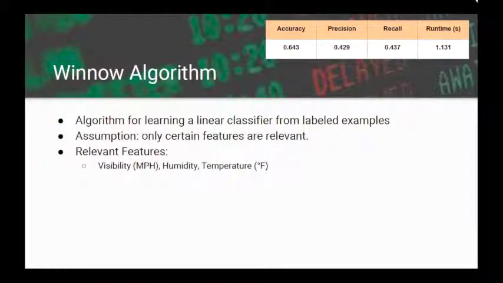Last but not least, we looked at the winnow algorithm. One key feature of winnow algorithm is that it's able to separate relevant features from irrelevant features, and this is done through a multiplicative update process.